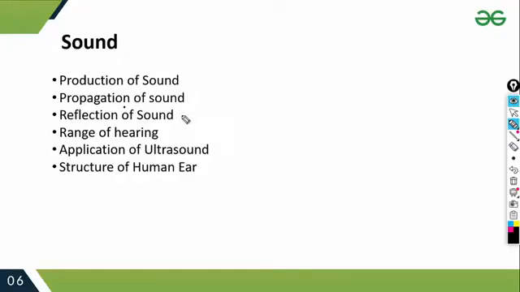And then we are going to see reflection of sound. In reflection of sound we have echo, we have reverberation, and we have other things also. So we are going to see them deeply, and we are going to see all the activities and the numerical problems which we'll be having in NCERT. So all the topics will be covered from NCERT.